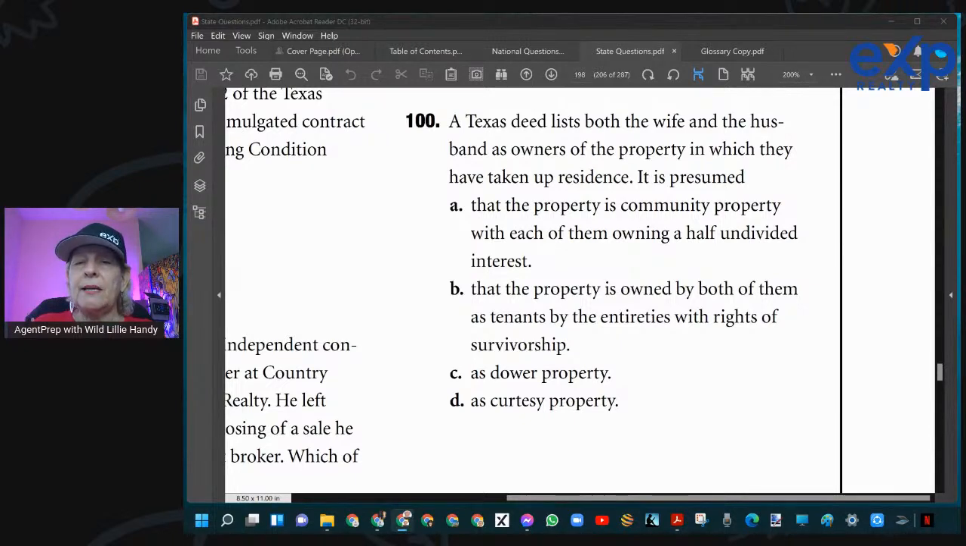In the state of Texas, we have community property, and each owns half, 50%, undivided, which means they own the whole property. They have possession and access to the whole property, but they own 50% if and when they decide to sell. In other states, it's tenants by the entirety, and they have rights of survivorship, meaning that if one spouse dies, their percent goes to the other spouse. But Texas is a community property state.